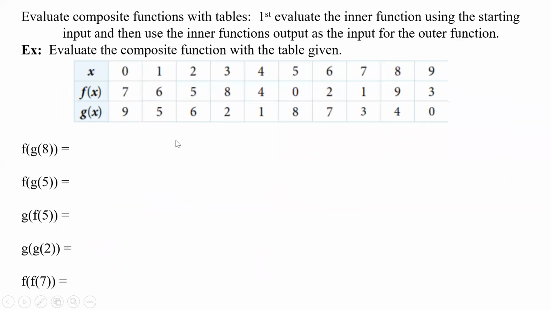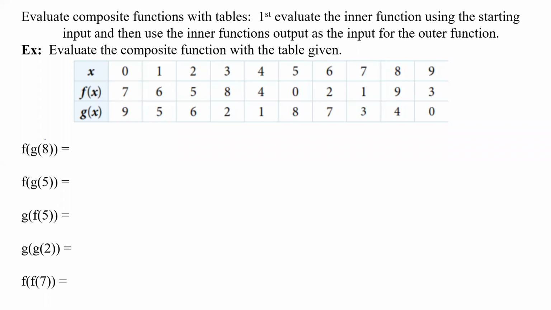All right, now we're going to use that example as far as how f of g of x and g of f of x works, and we're going to do it with tables. So we're going to evaluate composite functions with tables. And so what we have to do is first evaluate the inner function using the starting input, whatever that's given to us, and then use the inner function's output as the input for the outer function. Then we find out what that output is, and that's going to be our answer.